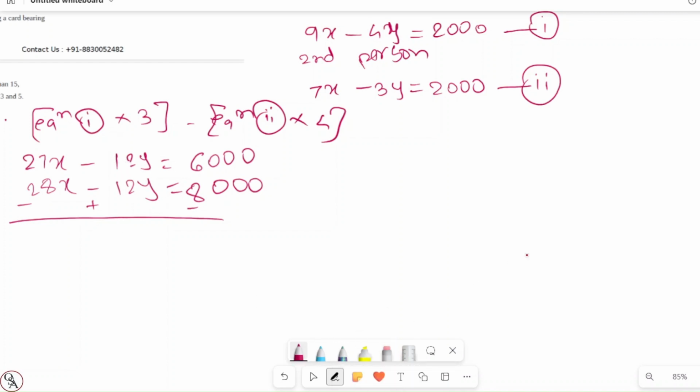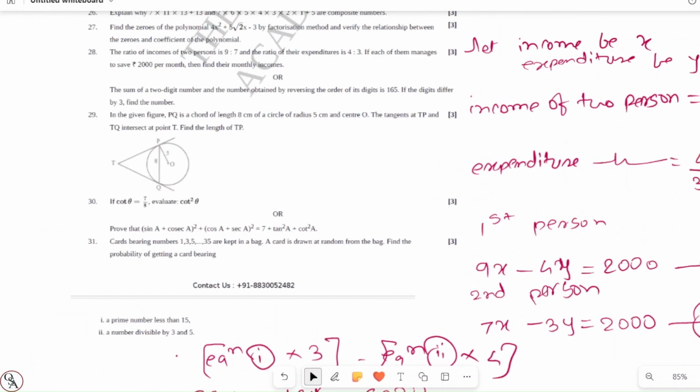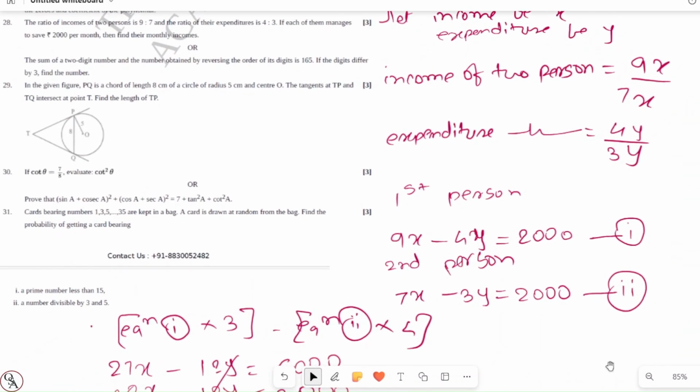Yes, so 27x minus 28x is minus x, the 12y cancels out, and the right side also becomes minus 2000. Minus minus gets cancelled, so I am getting the value of x as 2000 rupees. And this is the value of my income. If you check, what they ask in the question is to find the monthly income.